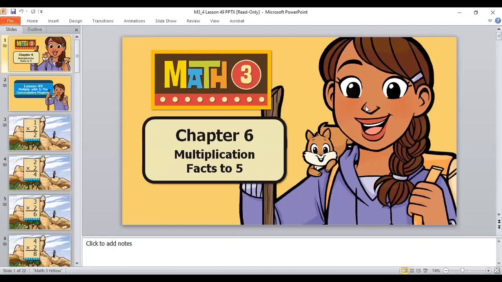All right, so that is our lesson. You may now go ahead and turn to page 97 and 98, multiply with 3, the commutative property. On number 1, it says skip count by 3s and write the missing number. Now here's a little secret. You just did this on the previous page, and hopefully you watch the videos and you practice. So you should be getting really good at skip counting.